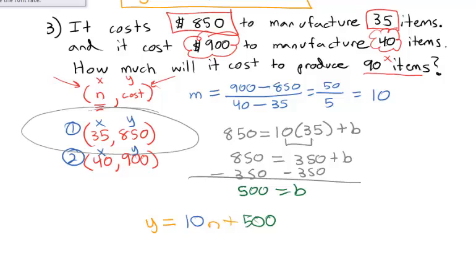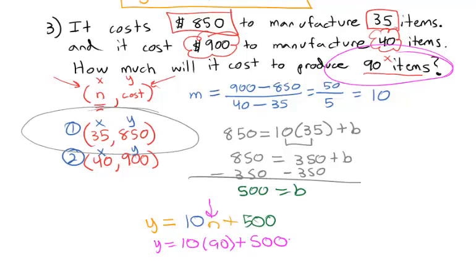And then we can answer the question about the 90 items we're producing. That's the number of items, so it gets plugged in for n. So we have y equals 10 times 90 plus 500. We can do that on a calculator or maybe in our heads. That's 1,400 is the cost for 90 items.